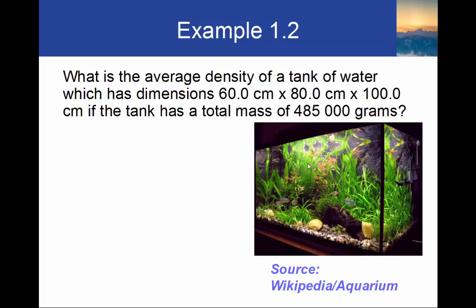The reason why it says average density is because the water might be more dense than the grass, it might be less dense than the rock, etc. But for getting an average density, you can still use the same procedure we've been using, which is take the total mass, divide by the total volume.